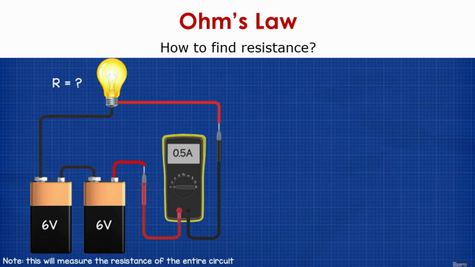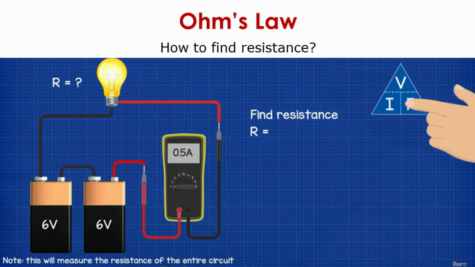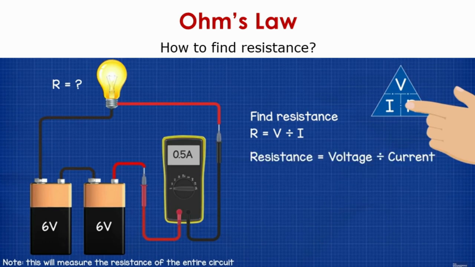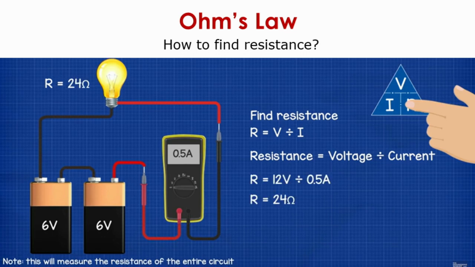Now in this third case, we have values of voltage and current. We want to find out what is the value of resistance. So same thing, we want to find out R. So R is nothing but V divided by I, that is voltage divided by current. So in this case, the voltage is 12 volt, 6 plus 6, that is batteries are put in series. So voltage divided by current, that is 12 volt divided by current, which is 0.5 ampere. So the total value of resistance is 24 ohm.